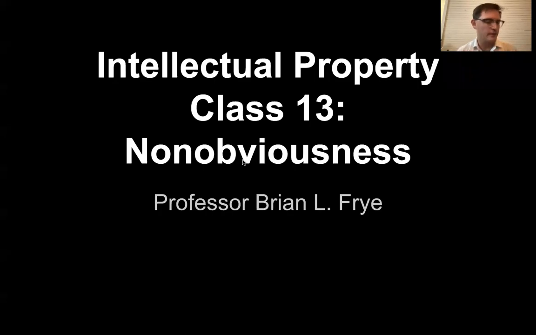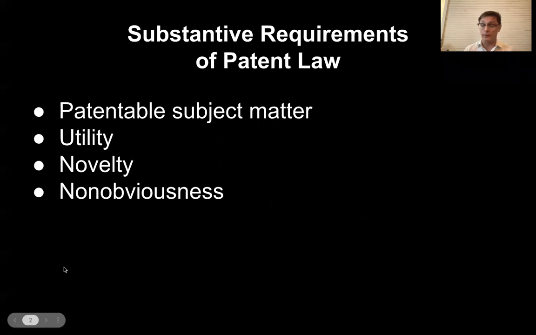Okay, in this video lecture, we're going to be talking about the last of the substantive requirements for patentability, namely non-obviousness. So in previous classes, we've discussed patentable subject matter, right? What kinds of inventions or discoveries are the kind of things that can be protected by patents? The utility requirement, the requirement that in order to patent an invention or discovery, you have to show that it has some kind of use. You can't just patent the thing itself. You have to patent it in the context of a particular use that you're putting it to.